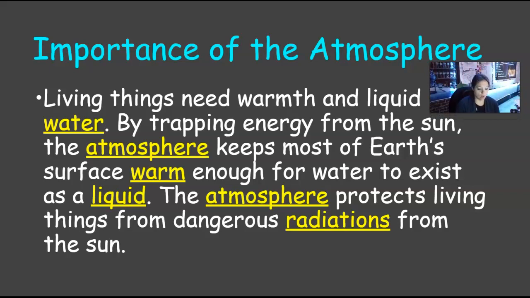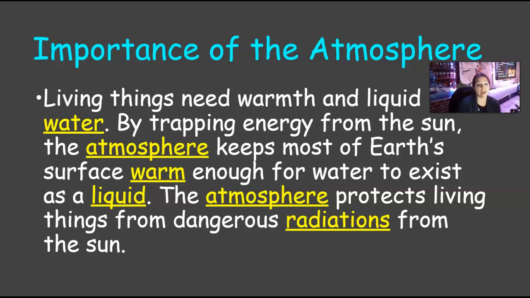What else does it do? Well, living things need warmth and liquid water. We need to be able to drink water. You can't last very long without water. So the atmosphere traps energy from the sun, that heat from the sun, and it keeps most of Earth's surface warm because we can keep trapping that heat. Enough for water to go from a vapor to a liquid, or water to go from ice to a liquid.